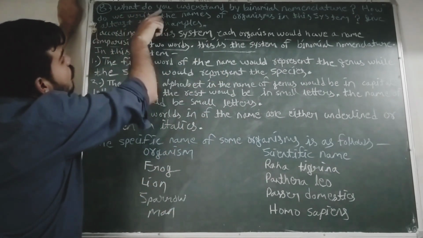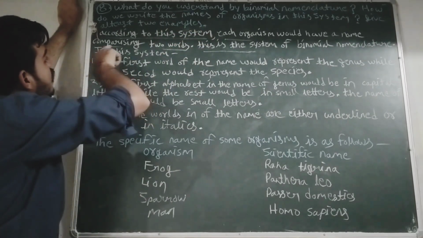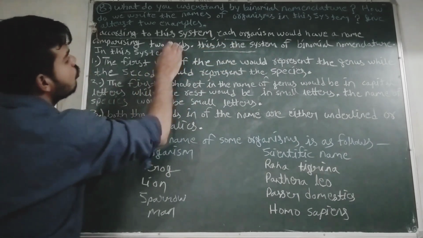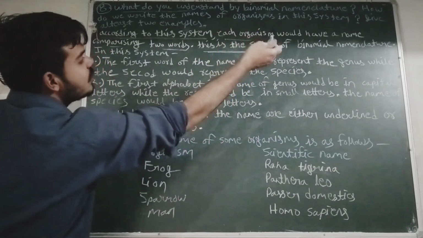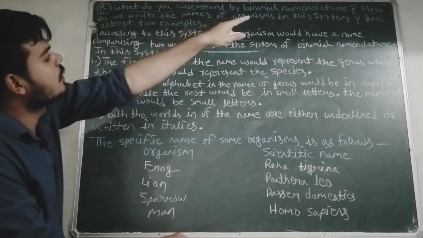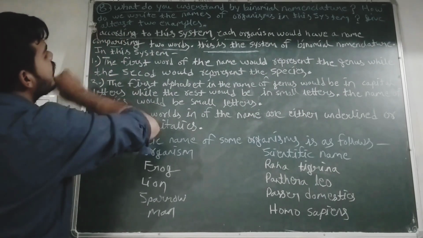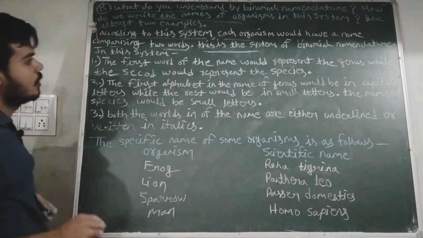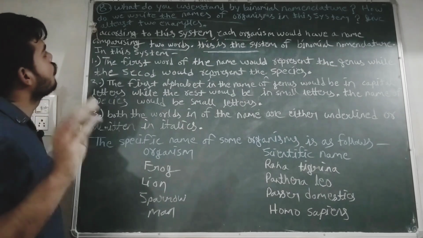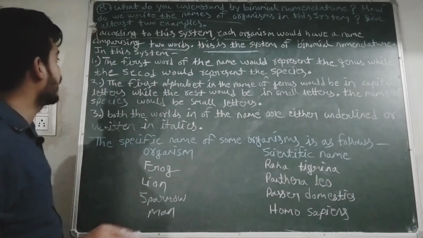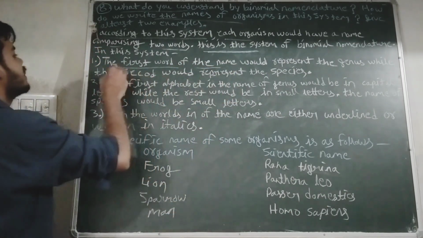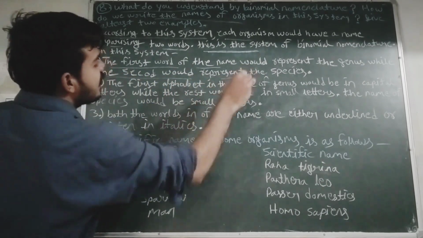The question is, what do you understand by binomial nomenclature? The answer is, according to this system, each organism would have a name comprising two words. This is the system of binomial nomenclature. Then the question is, how do we write the name of organisms in this system? The answer is, we write the name as follows. First, the first word of the name would represent the genus, while the second would represent the species.